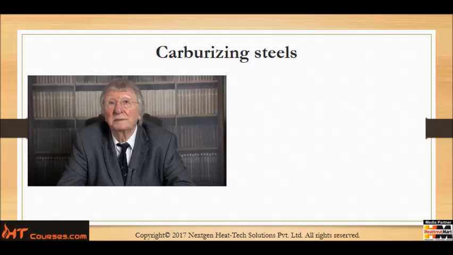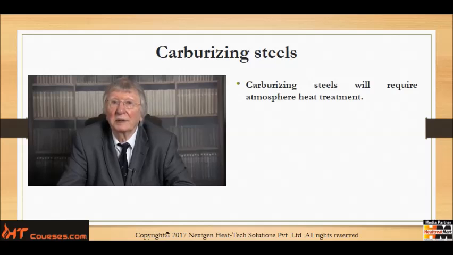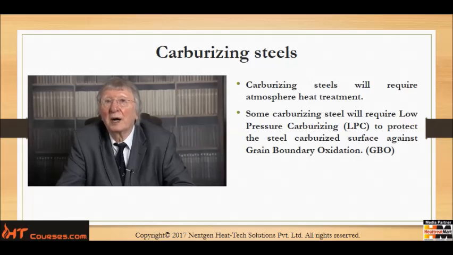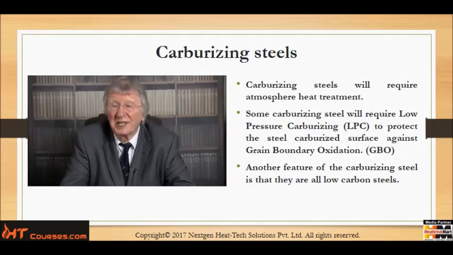Carburizing steels. Carburizing steels will require atmosphere heat treatment. Some carburizing steels will require low pressure carburizing, LPC, to protect the steel carburized surface against grain boundary oxidation, GBO, sometimes known as intergranular oxidation, or IGO. Another feature of the carburizing steels is that they're all low carbon steels.